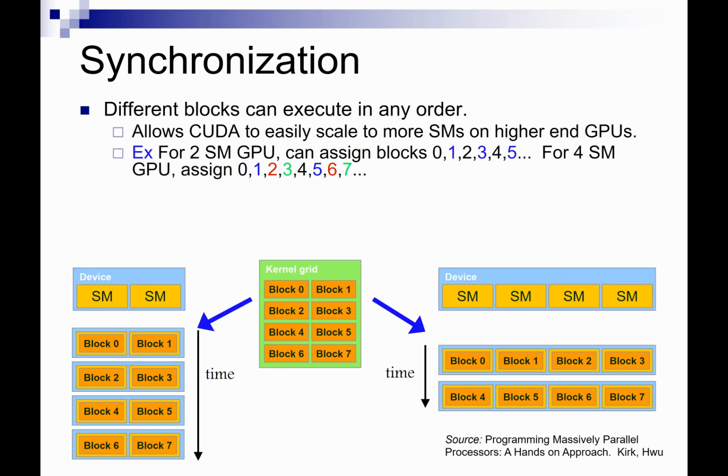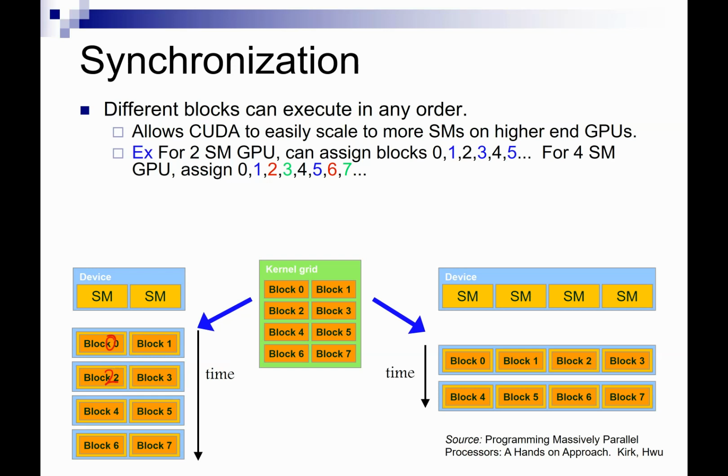So now let's consider an example. Let's say we have a kernel with 8 thread blocks. Now, if you run this on a GPU with 2 SMs, then one thing that can happen is that you run the first 2 thread blocks and then the next 2 and so on. So in that case, for example, thread block 2 is running after 0.